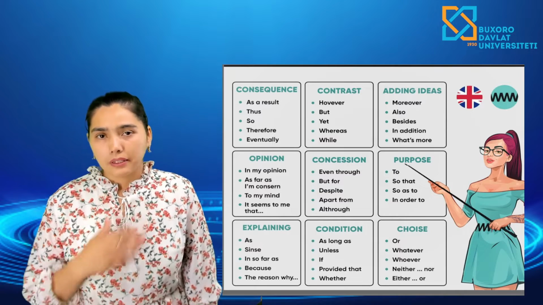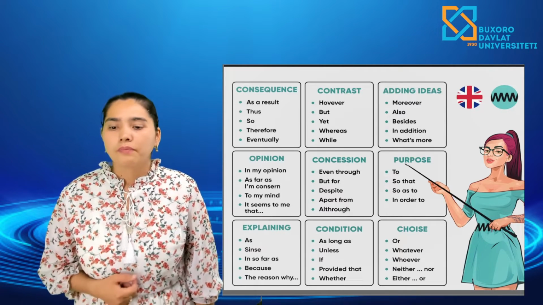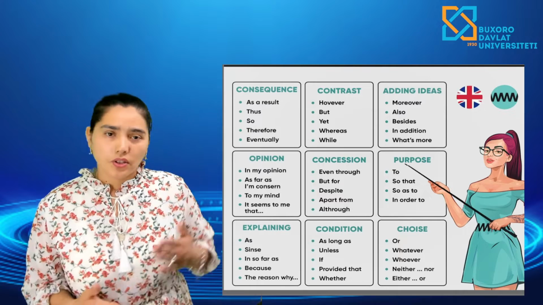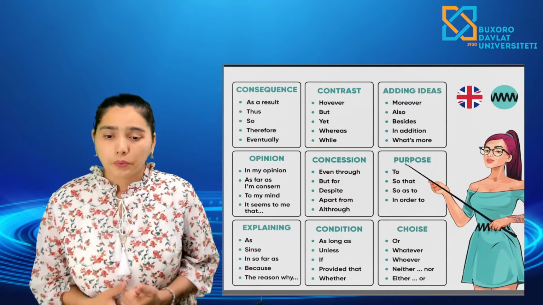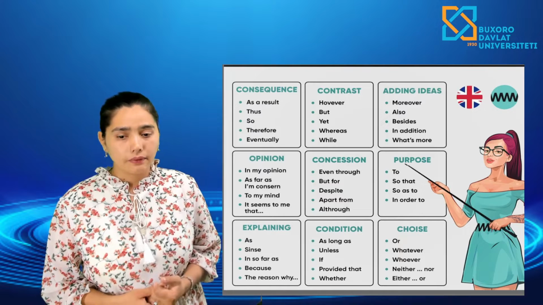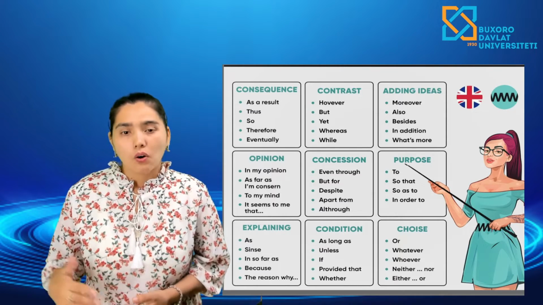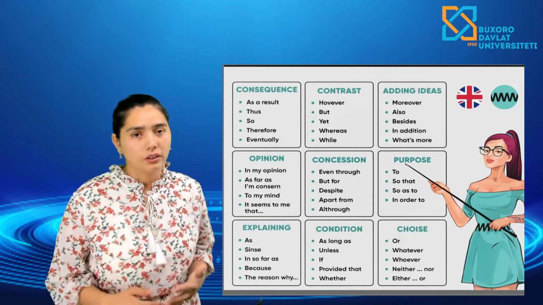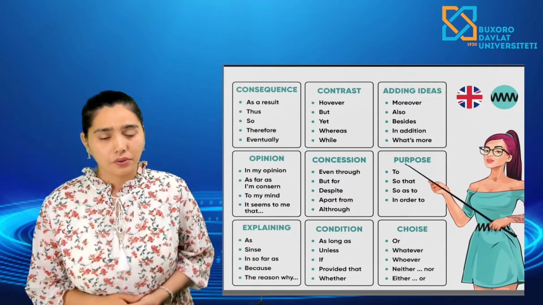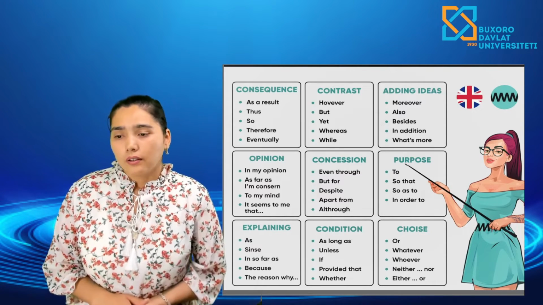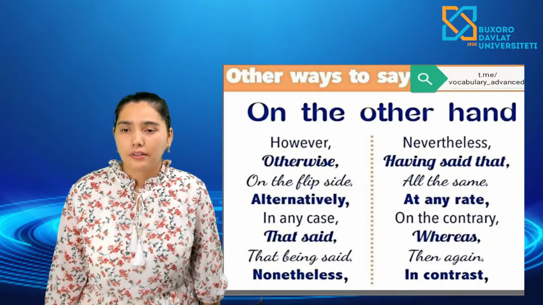When I want to explain something to my listener or interlocutor, we can use as, since, insofar as, because, the reason why, and then I justify the reason later. Condition: in order to show the condition, I should use linking words like as long as, unless, if, provided that. To express a choice, I can use or, whatever, whoever, neither nor, either or. They can be coordinating conjunctions too, and also coordinating conjunctions. Some are simple, some are really complicated. We can use the linking words according to their meaning, as you can see.